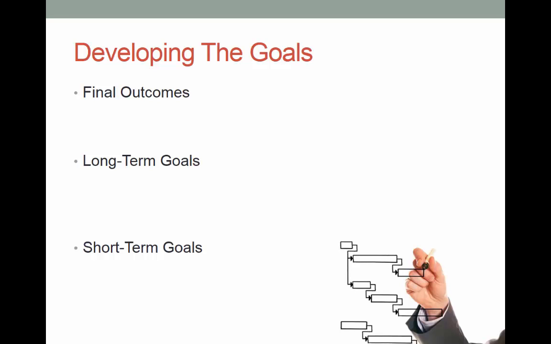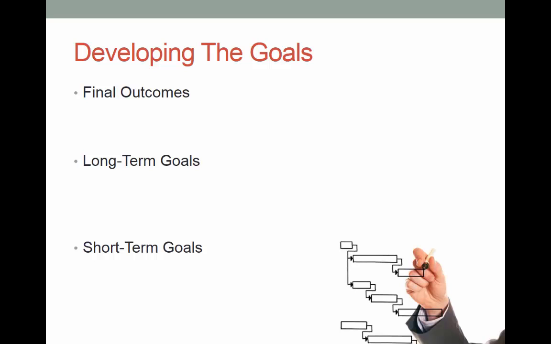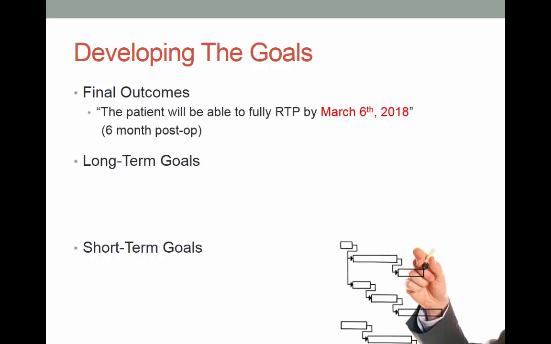When developing goals, we need to consider several stages. What is the final outcome or outcomes that we want? An example of a final outcome may be that the patient will be able to fully return to play by March 6, 2018. This would be 6 months post-operative.